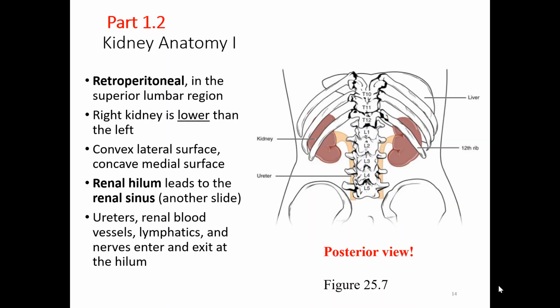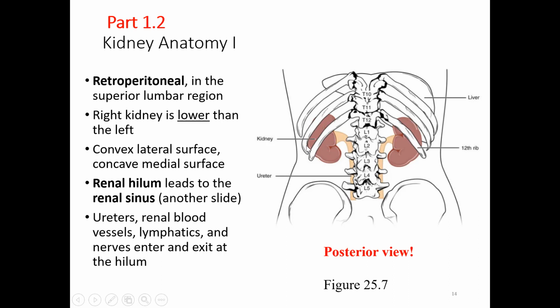Let's talk about kidney anatomy now. Pay attention that this is a picture of a posterior view of the body. So we are looking from the back, that is the right side, and right under the liver there is the right kidney. The right kidney is located a little bit lower than the left one because it's sitting under the liver, which is a very big organ. So kidneys are retroperitoneal and they are located in the superior lumbar region.